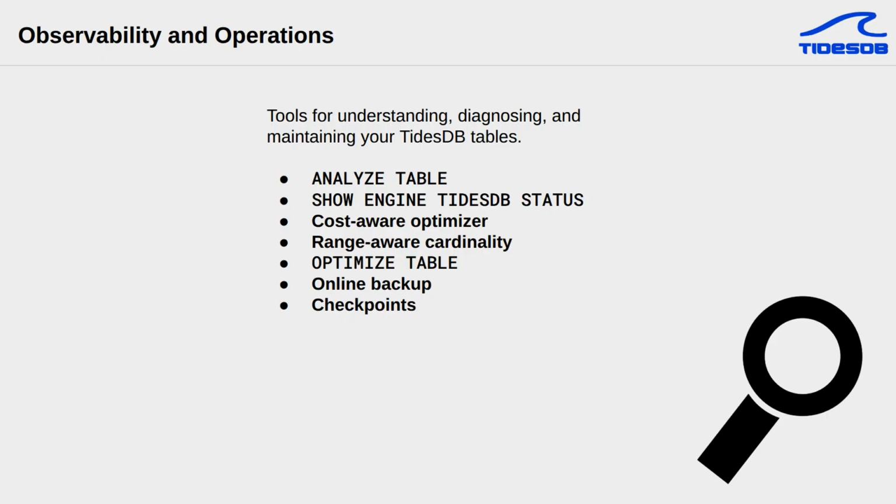We have optimized table, which does a synchronous flush plus compaction. We have online backups and checkpoints, which use the library methods, right? We pass that all into the SQL plugin.